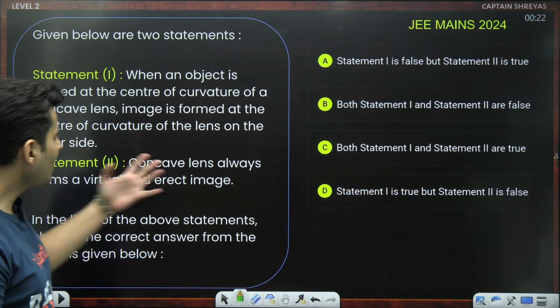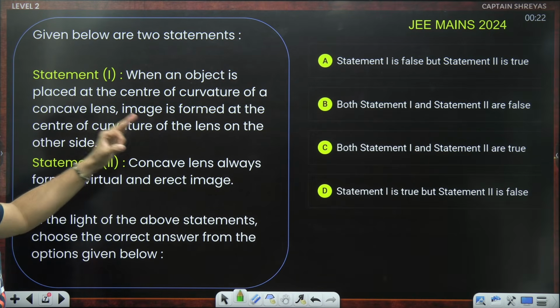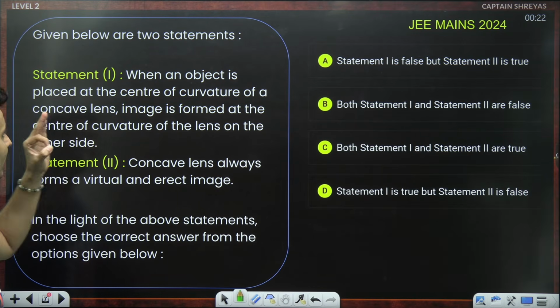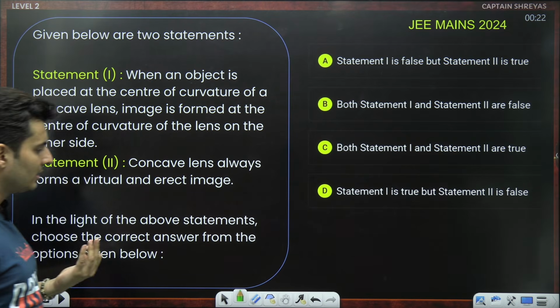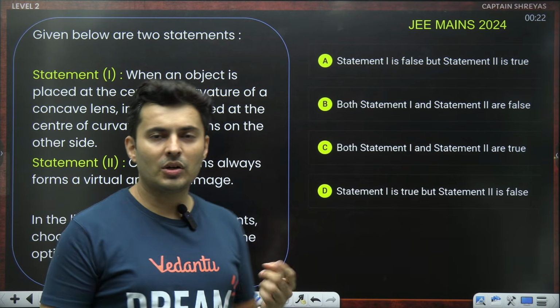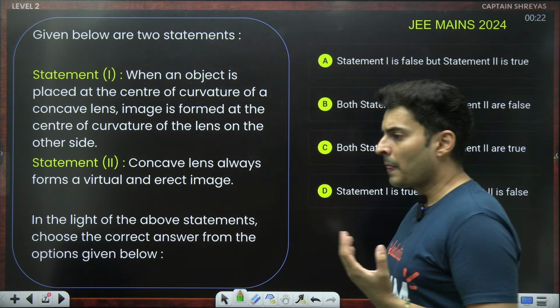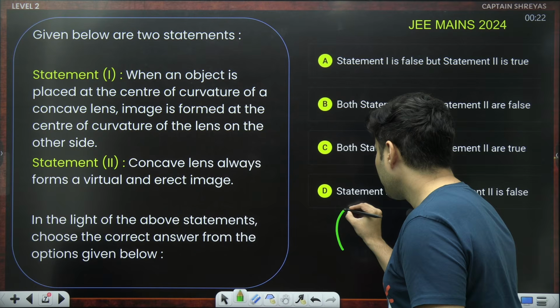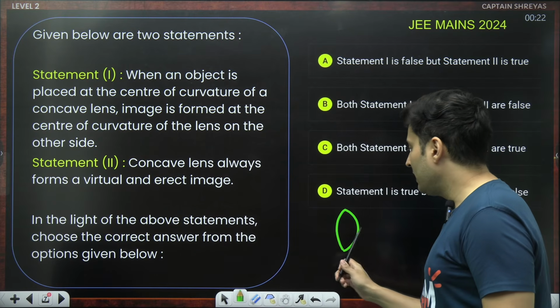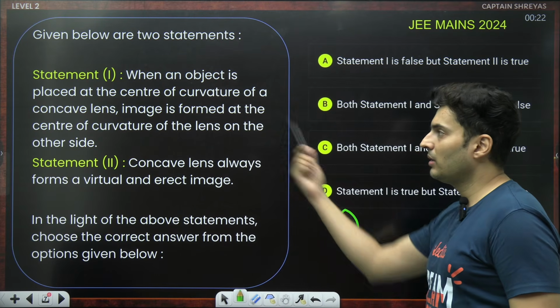Next question. Statement based. When an object is placed at the center of curvature of a concave lens, the image is formed at the center of curvature of the lens on the other side. This doesn't make sense because this is not entirely true, and it is not even necessary. See, if you have a lens, first of all, what is the guarantee the radius of curvature will be equal? It is not even given, number one.